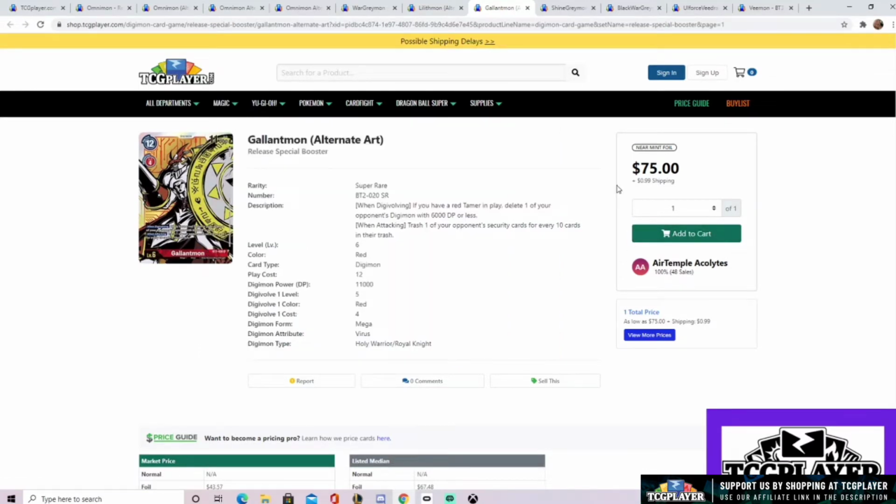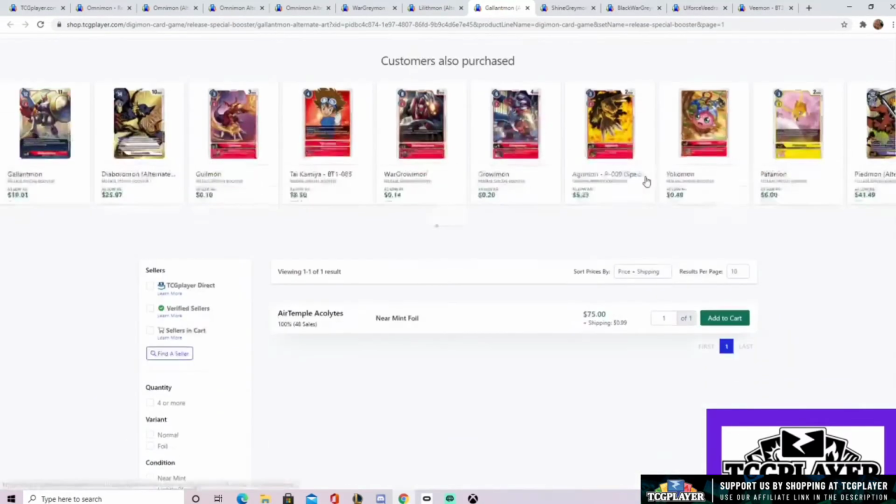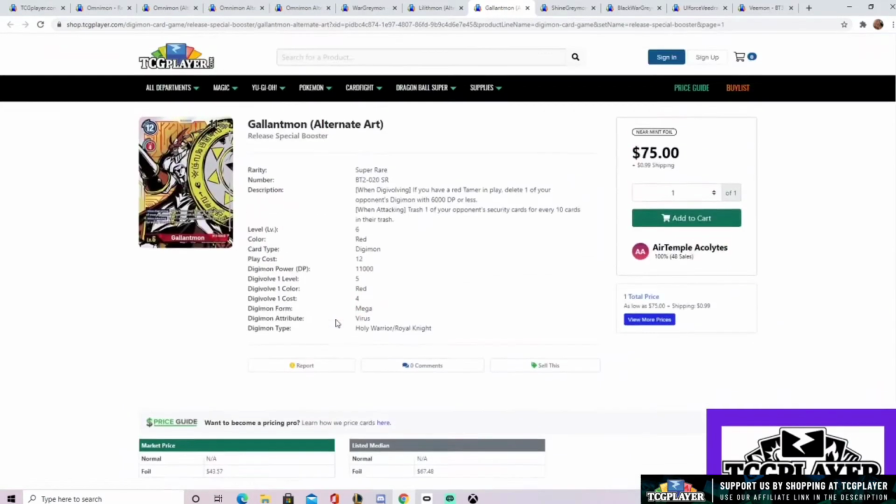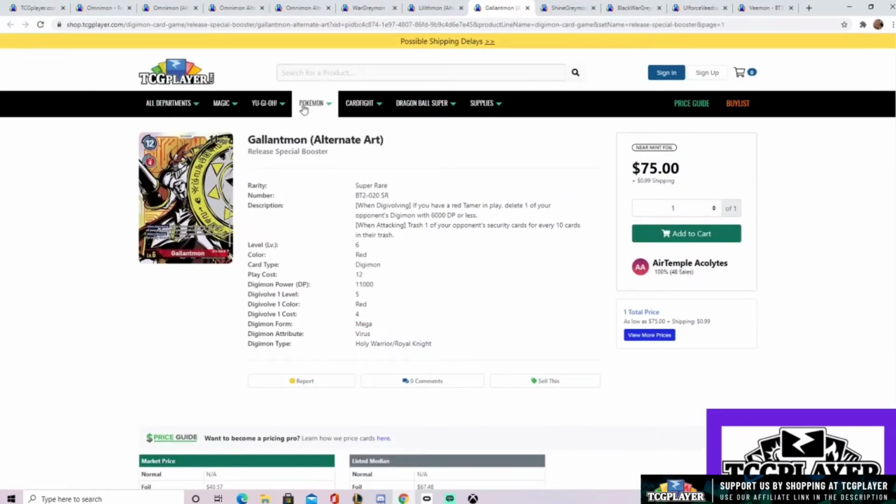But now if you wanted the alt art, well, you're looking at $75 and you can only get one copy, and this is also a non-verified seller. Again, 100% feedback, not bad with the 48 sales. I understand still trying to get a store up and running, but again, if you want a Gallantmon, well, that's a little unfortunate. And that was all I had really pulled up for 1.0. I wanted to look at a few things from 1.5.